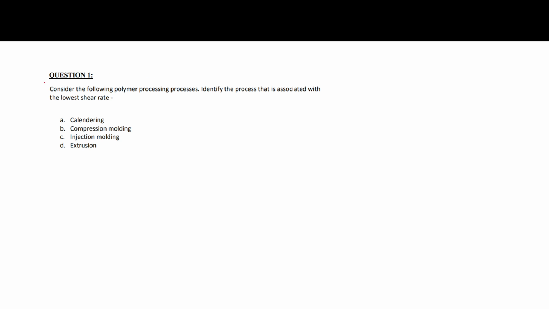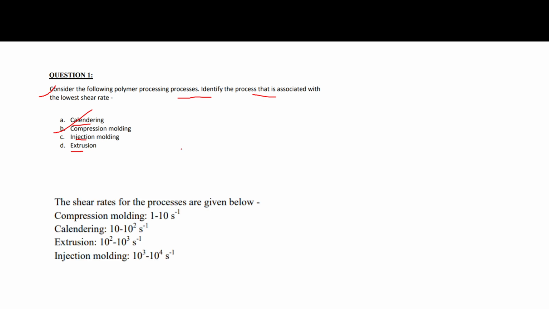The first question is: consider the following polymer processing processes. Identify the process that is associated with the lower shear rate. Which one has the lower shear rate? Calendering has a high shear rate. Injection molding also has a higher shear rate. Extrusion also has a higher shear rate. And compression molding has the lowest shear rate. The shear rate in compression molding is around 1 to 10 second inverse, whereas calendering and extrusion have higher shear rates.